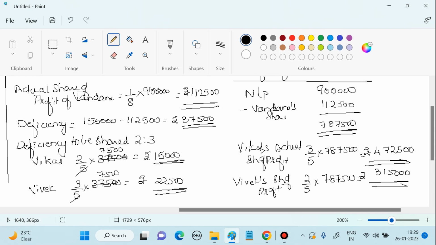So this is the actual amount that they'll get. From that, they will have to give away 15,000 by Vikas. And from this actual amount, Vivek has to give away 22,500. Okay. Once you have finished noting down this, let me know. We will put it in the appropriation account.